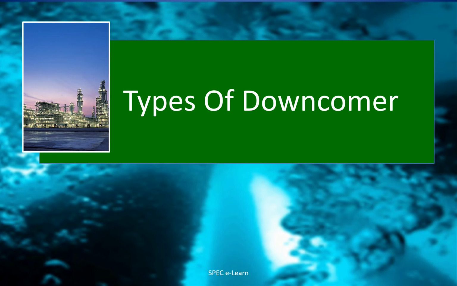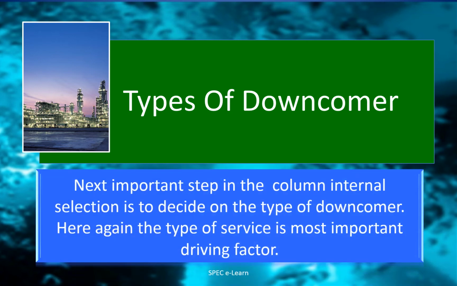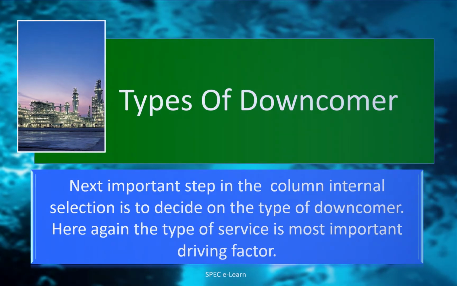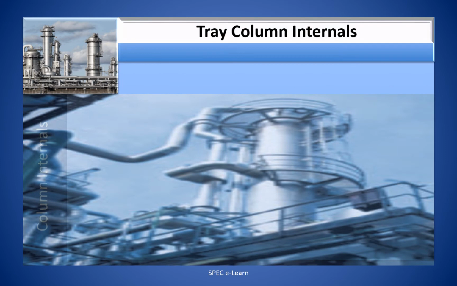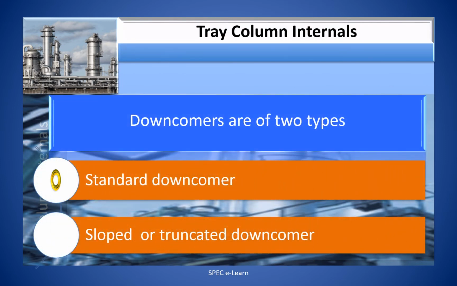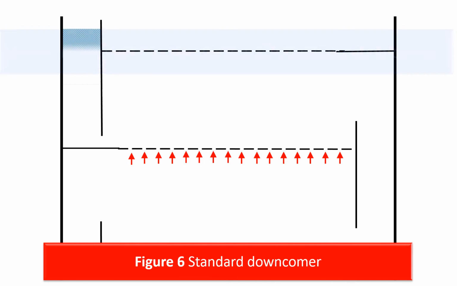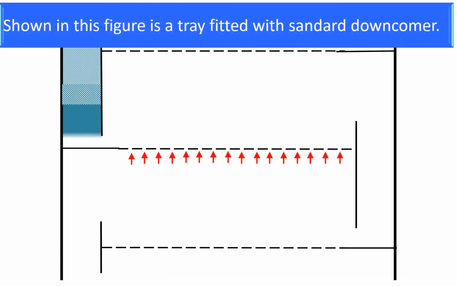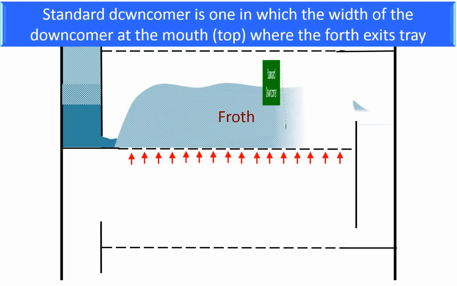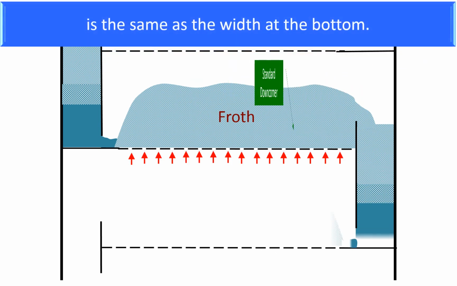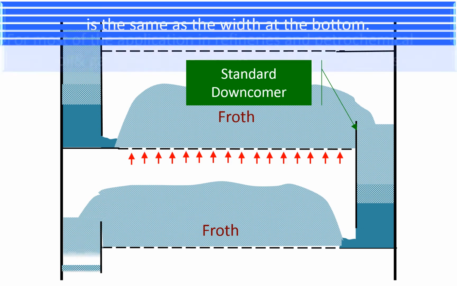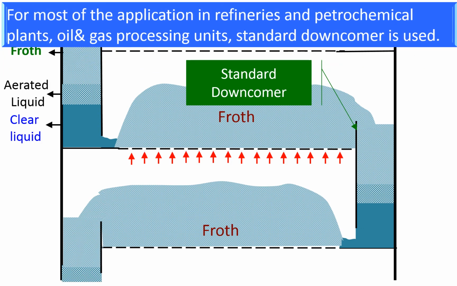Types of downcomer. Next important step in the column internal selection is to decide on the type of downcomer. Here again, the type of service is the most important driving factor. Downcomers are of two types. Standard downcomer, sloped or truncated downcomer. Shown here is a tray fitted with a standard downcomer. A standard downcomer is one in which the width of the downcomer at the mouth where the froth exits the tray is the same as the width at the bottom. For most of the applications in refineries and petrochemical plants, oil and gas processing units, the standard downcomer is commonly used.